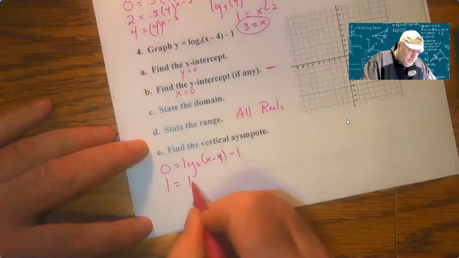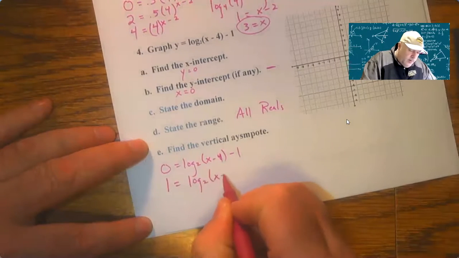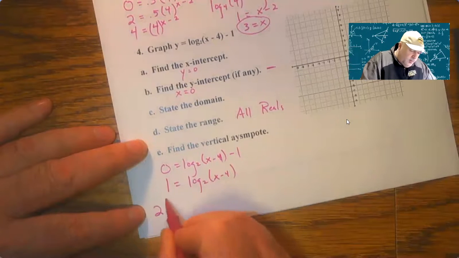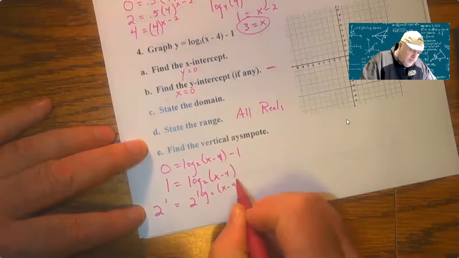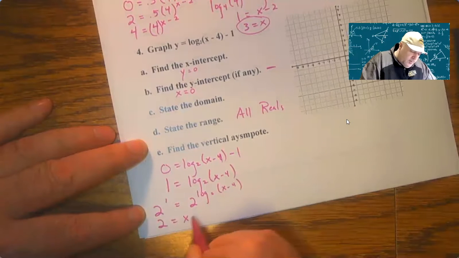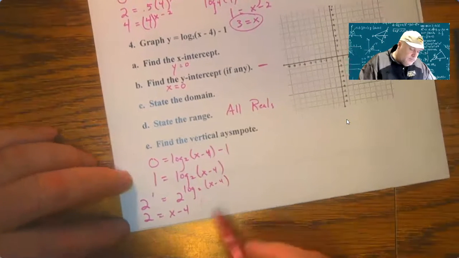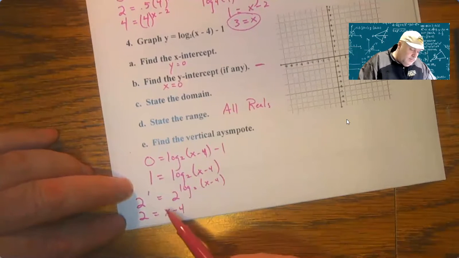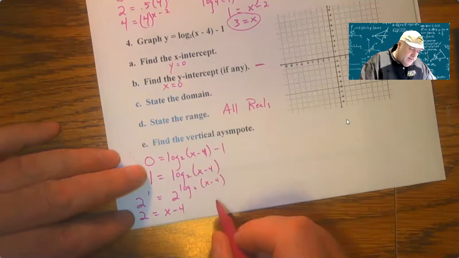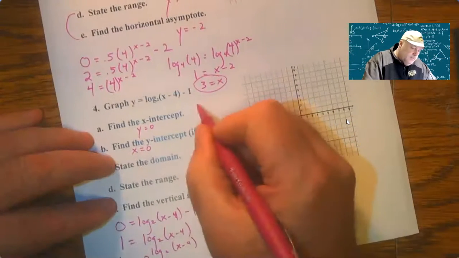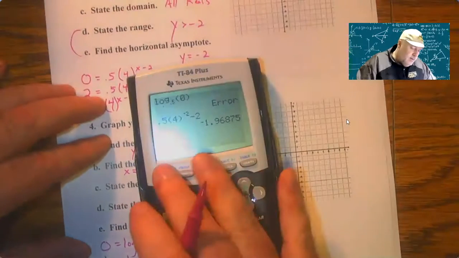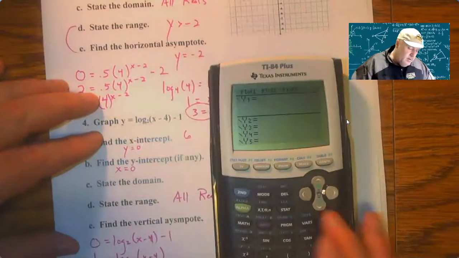this equation. So add 1. And now we're going to get a base of 2. And each of these things go into the power position. So we have 2 equals x minus 4. So x is going to be 6. Let's see if indeed we're right.